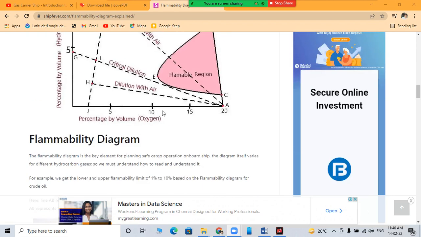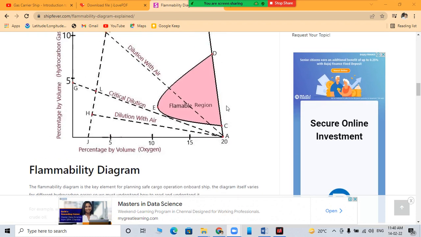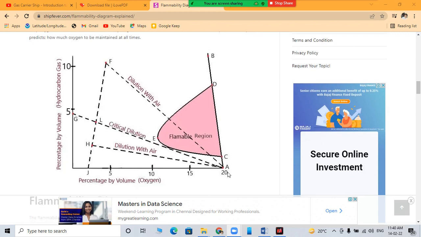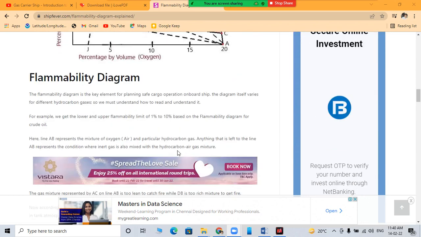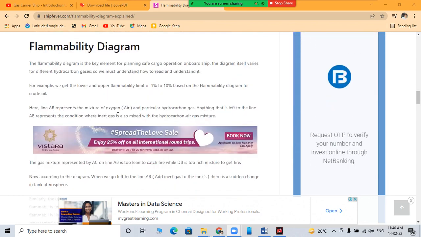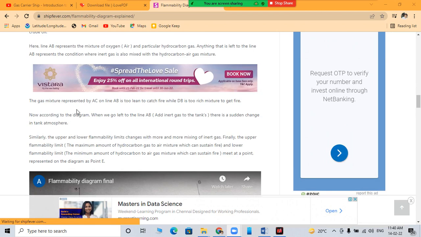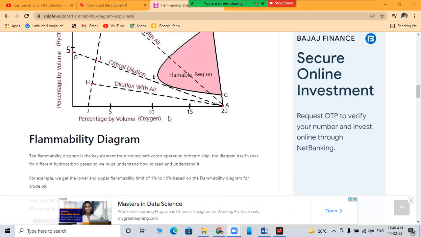the line A to B. These lines represent the mixture of oxygen, air, and the particular hydrocarbon gas. Anything to the left of the line AB represents the condition where inert gas is also mixed with the hydrocarbon air gas mixture. The gas mixture is represented by AC.